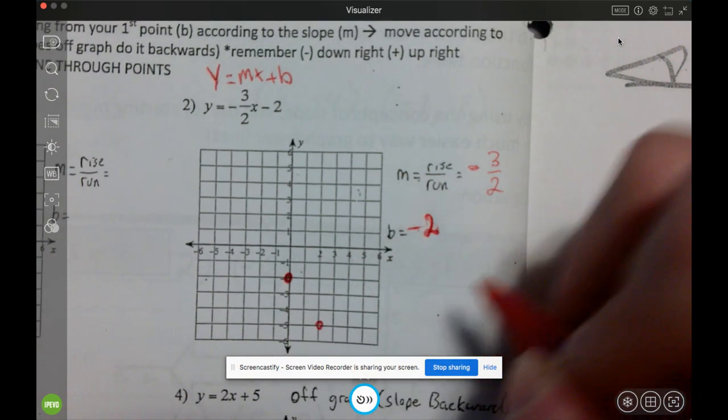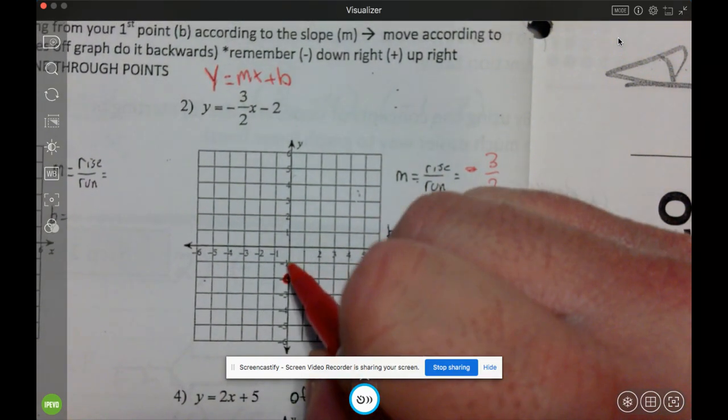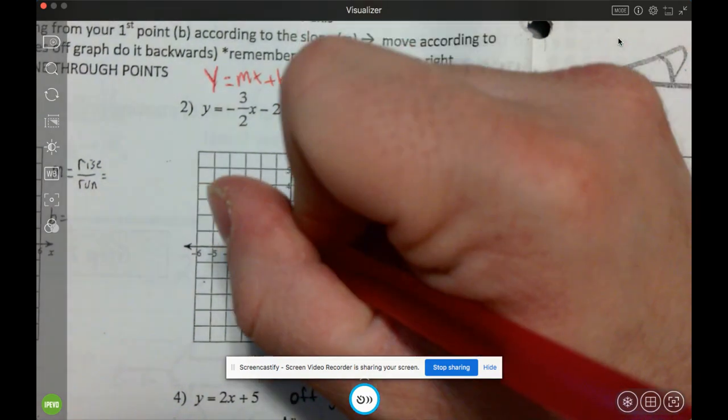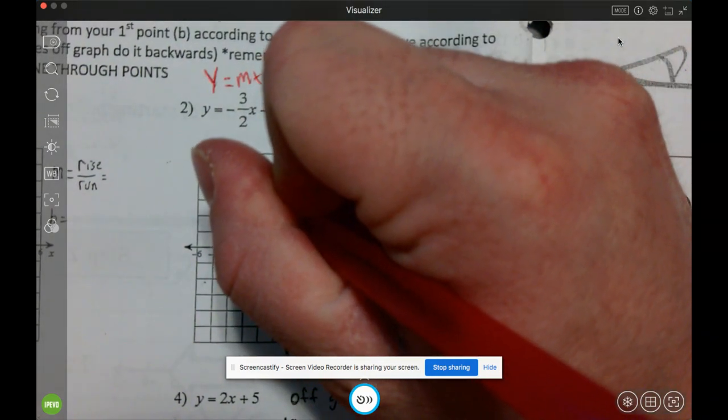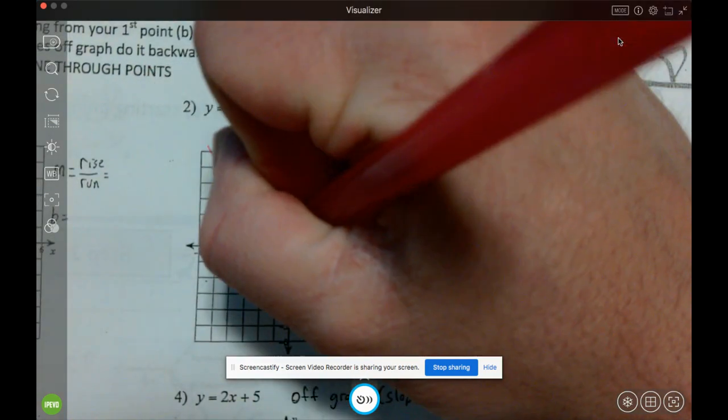And then to get more points than that, I think you probably get at least 2 more. You're going to go up 3/2. 1, 2, 3, and then left 2. If I can get at least one more. 1, 2, 3, left 2. Like that. So your linear graph looks like that.